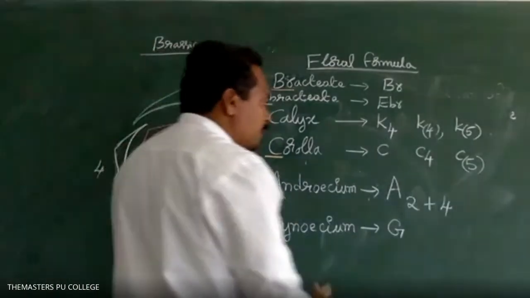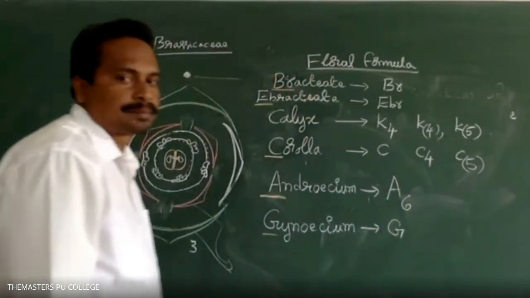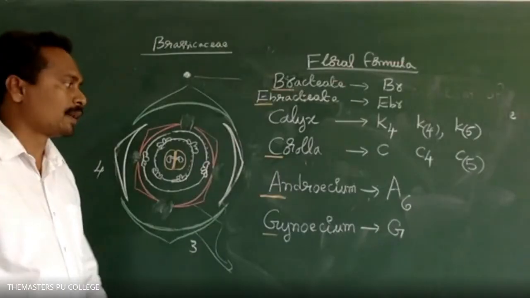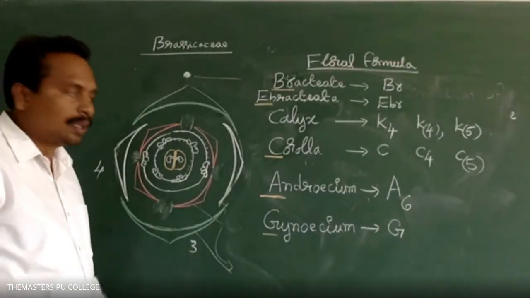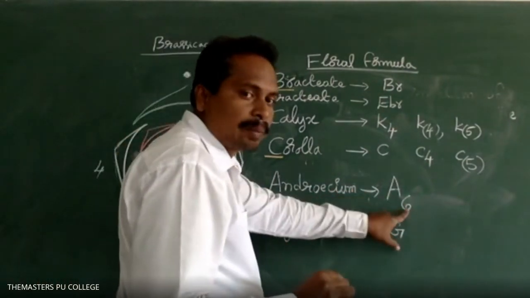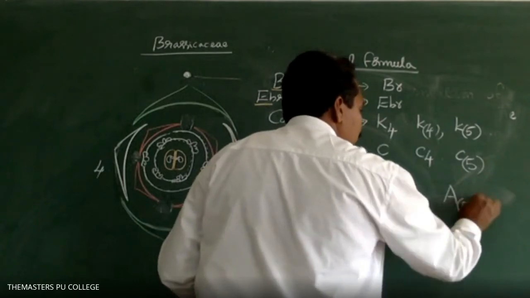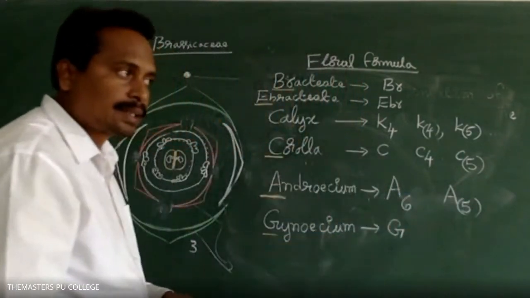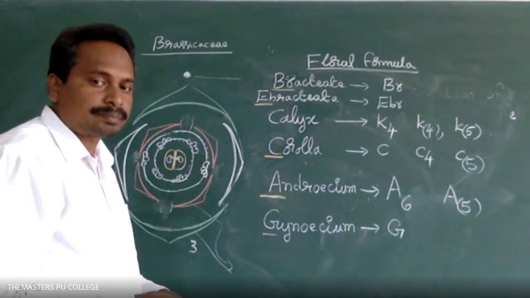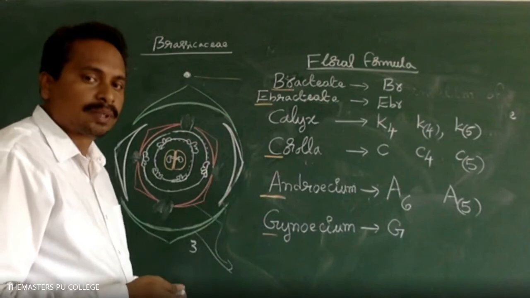Sir, if they're all arranged in the same row, then it would be A6? Yes, if all are arranged in the same row, then you have to write A6. If they are free, not fused with each other, don't keep in bracket. If they are fused with each other, that should be in bracket. A5, A4, A6, A10, like 2 whorls of androecium. Yes, in some of the plants, 2 whorls.